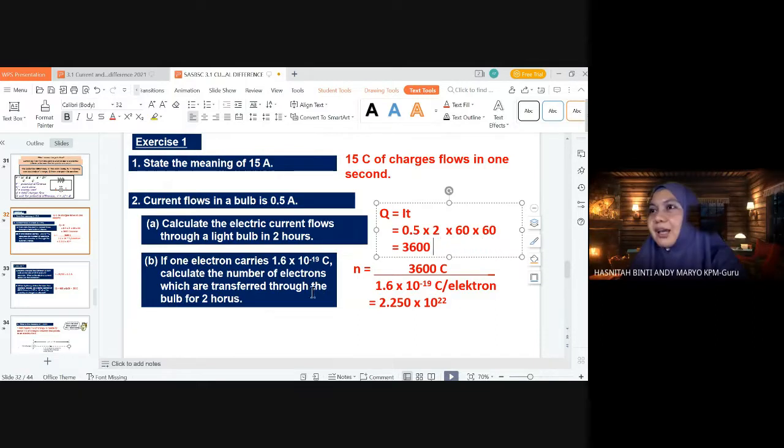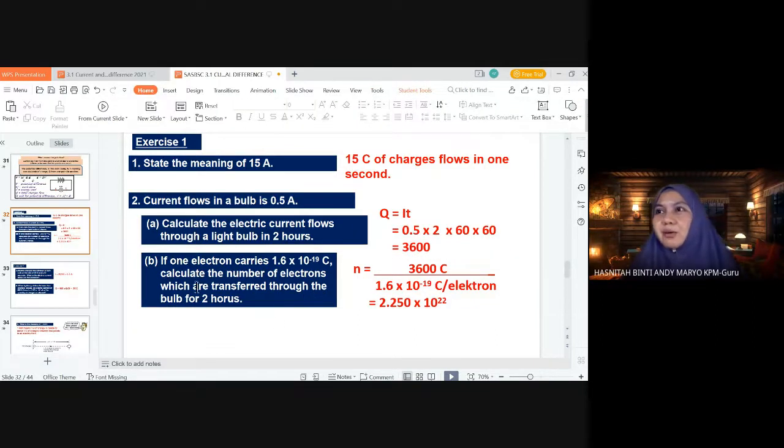Okay, now B. We proceed with question B. If one electron carries 1.6 times 10 negative 19 charge, calculate the number of electrons which are transferred through the bulb for 2 hours. So this is what I mentioned to you just now. The formula is Q equals NE. Q is the charge, N is the number of electrons, and E is the charge for one electron. So we are looking for N.